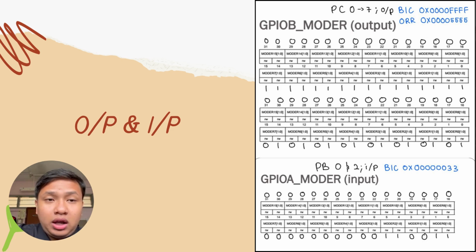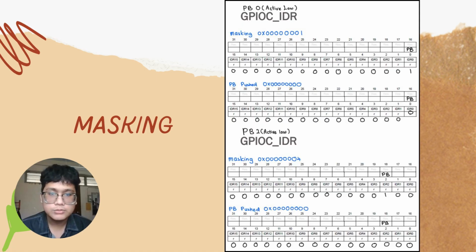So since we know that BIC is going to use 11, for our input we have two push buttons, which are PB0 and PB2. For PB0 we are going to put value 11 into PB0 and value 11 into PB2. The value that we will get after that, which is BIC, is 0x00000033.